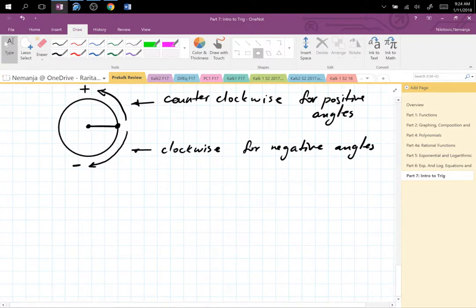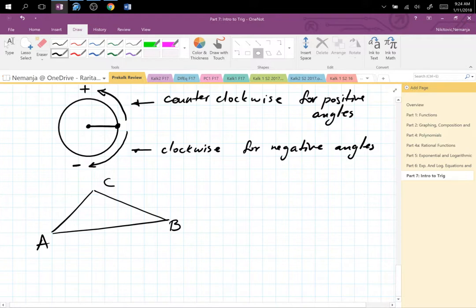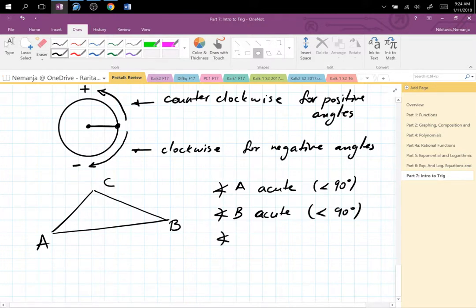So now, when we construct a triangle, this triangle ABC is going to have 3 angles. There is the angle A, which is acute, meaning less than 90 degrees. There is angle B, also acute, less than 90 degrees. And there is angle C, and I tried to go for obtuse, which is larger than 90 degrees, and you have exactly 90 degrees, which is a right angle, which creates a right triangle.